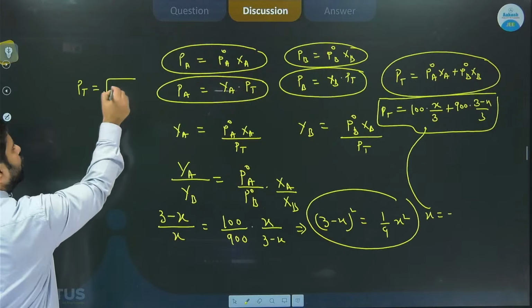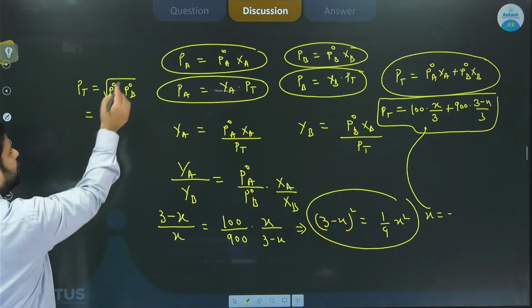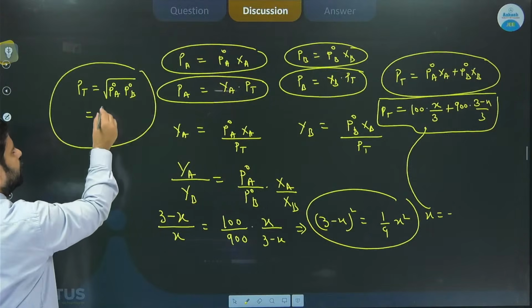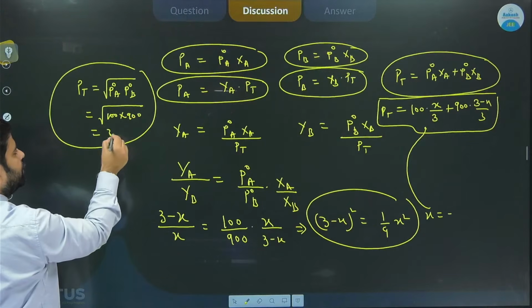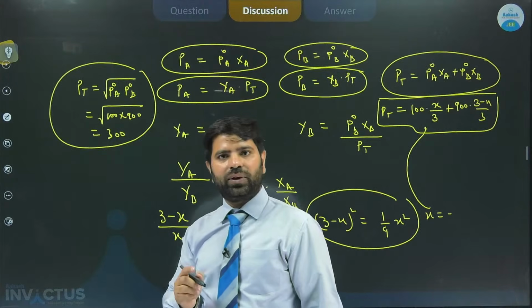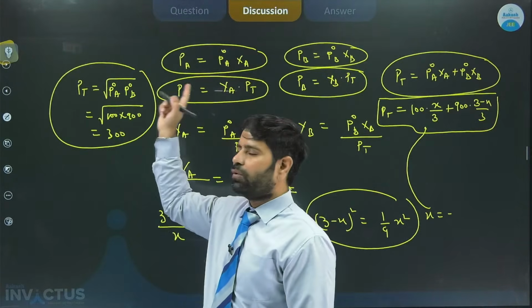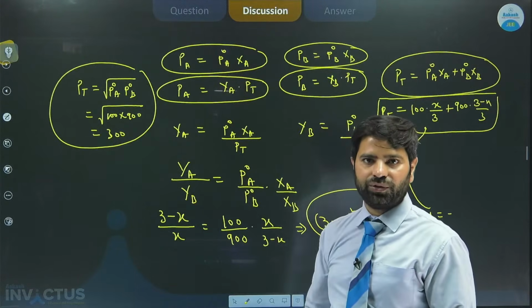PT would be equal to P naught A, P naught B. And this is the short trick. 100 multiplied by 900, that is 300. When half of the mixture is vaporized, then you can simply use this formula: Pt equal to under root of P naught A P naught B. You can derive this formula from these equations.